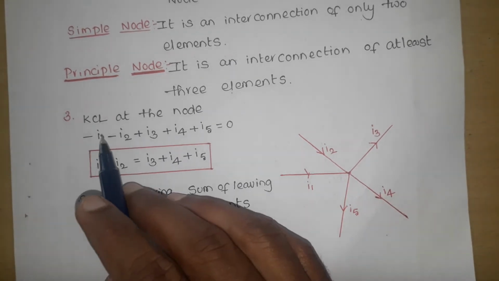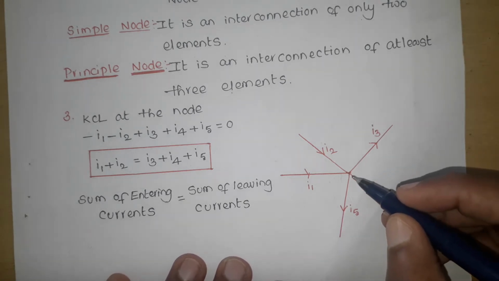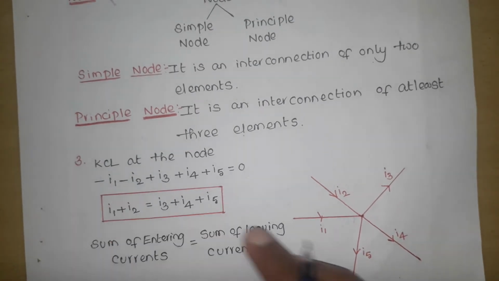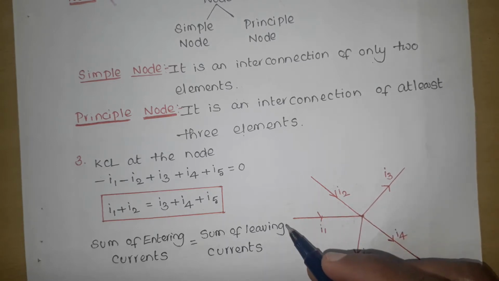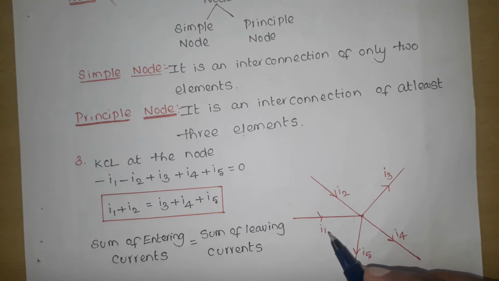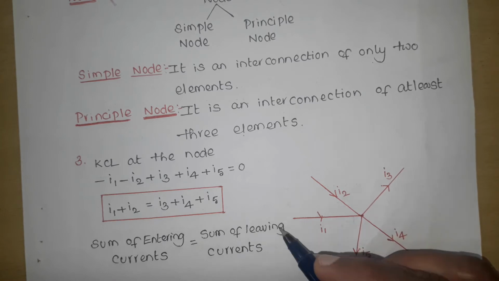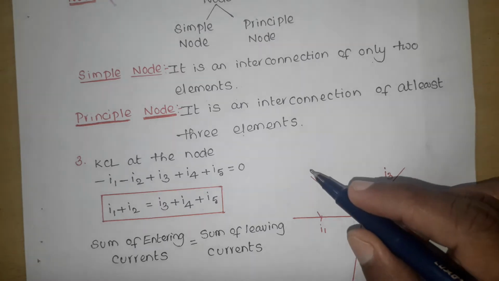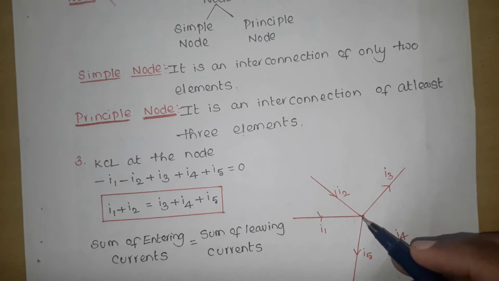So what is KCL saying? The algebraic sum of currents leaving the node is zero. It is applied at the node. If we apply KCL at this node, I1 is the current coming towards the node, so the leaving current in this branch is minus I1. That is very important. Similarly, I2 is coming, so the leaving current is minus I2. I3, I4 and I5 are leaving.